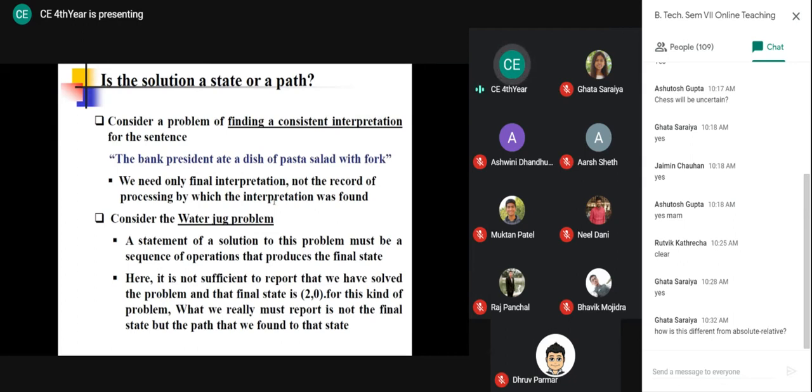In a state problem, we need only a final interpretation, not the record of processing by which the interpretation was found. But here, the second one that we have discussed, that is the example of state. But in water jug, this is the example of path. So here, you can't just say that yes, we have solved the problem and this is my final state. For this kind of problem, what we really report is not the final state, but the path that we found to that state, right? That is necessary. Clear, everyone?